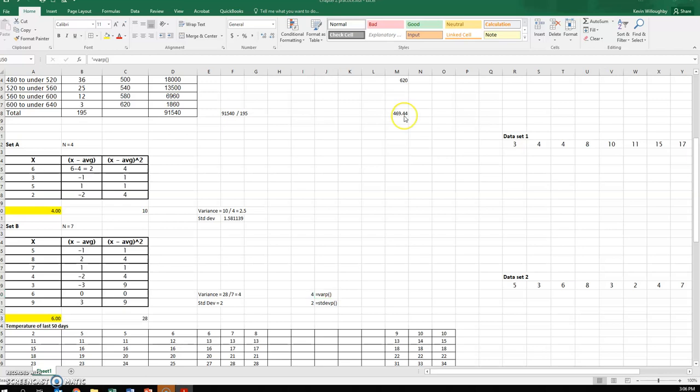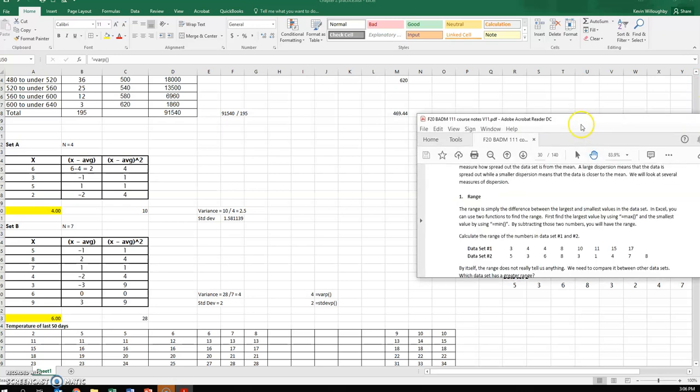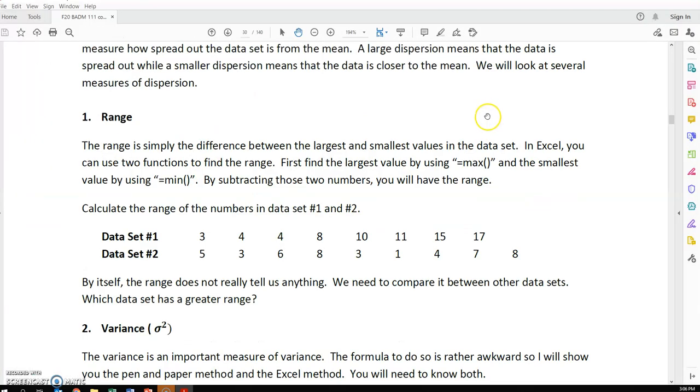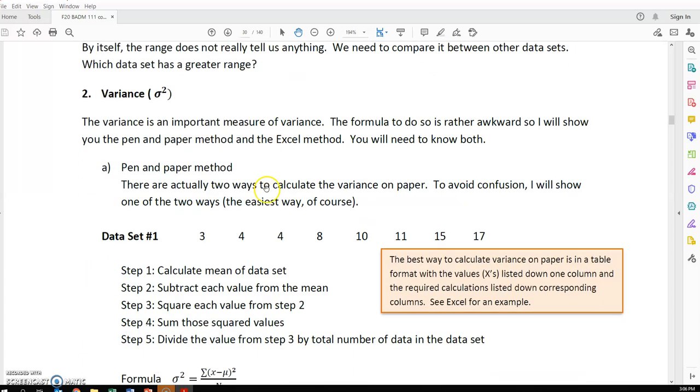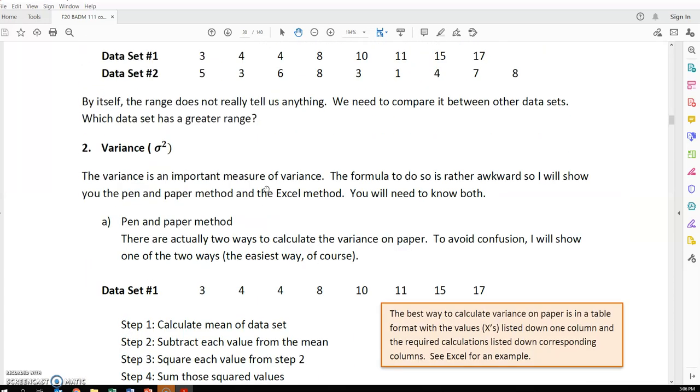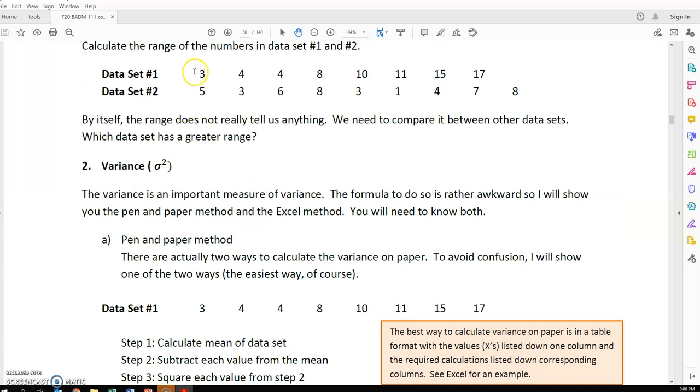Let's bring this over here for a second. Sorry, there it was. There's data set 1 and data set 2. These are the numbers we worked on when we calculated the mean, the median and the mode back in measures of centrality. So now we're going to use the same data sets to calculate the variance and the standard deviation.